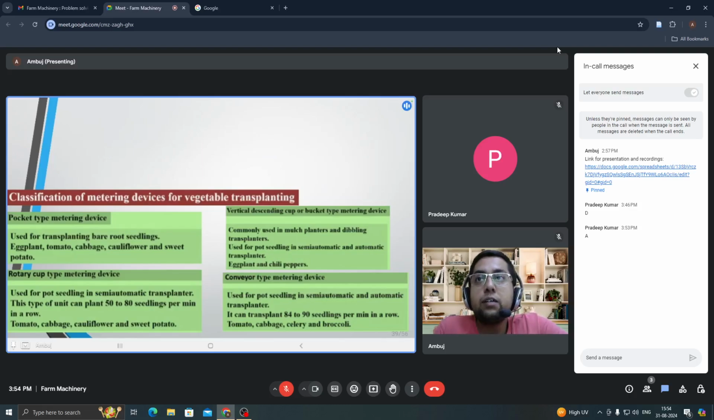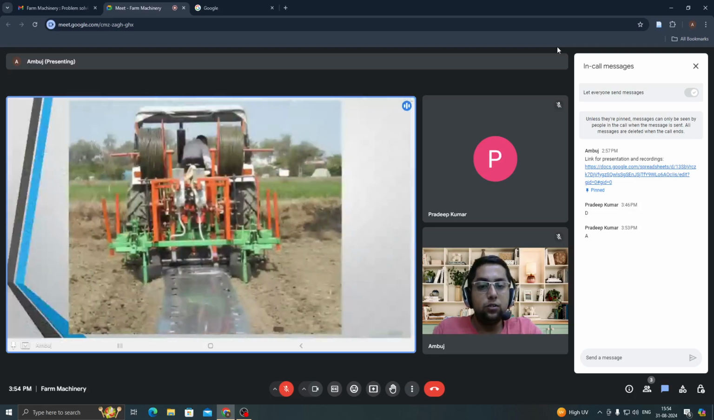Okay, first one is pocket type metering device, which is used in case of transplanting bare root seedlings, like the seedlings for eggplant, tomato, cabbage, cauliflower, sweet potato. The other one, which was being asked here, is the type of metering mechanism used for mulch planter or for dibbling planters. That one is vertical descending cup or bucket type metering device.